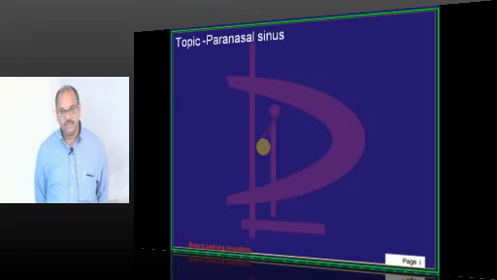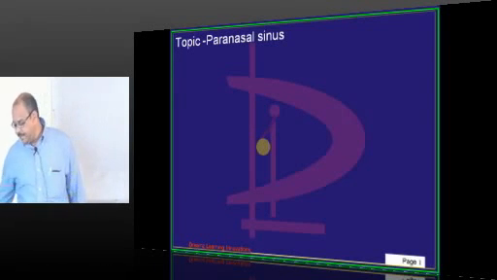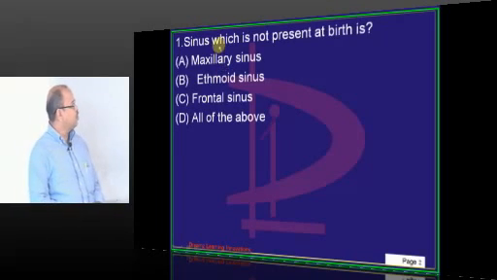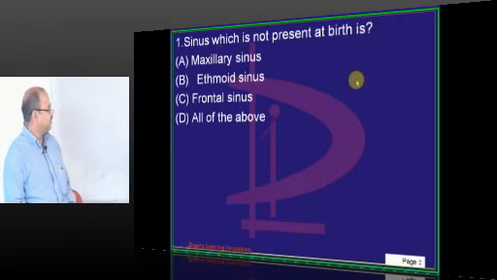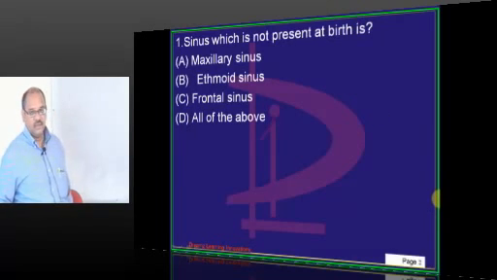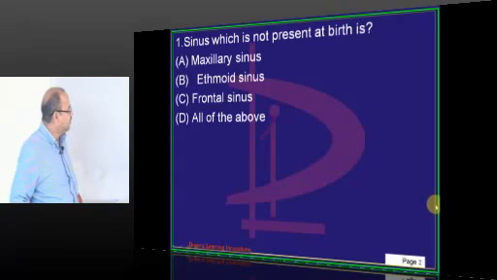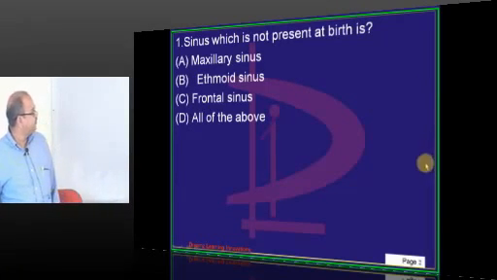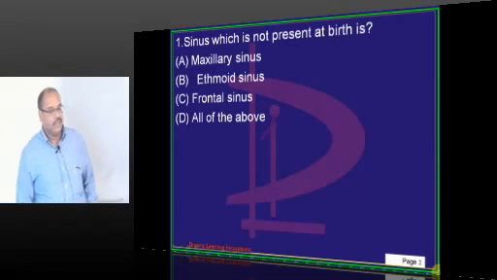We'll start with the topic of paranasal sinus first. Sinus which is not present at birth is maxillary sinus, ethmoid, frontal, or all of the above. Anybody, any guess on this? Which one is it?